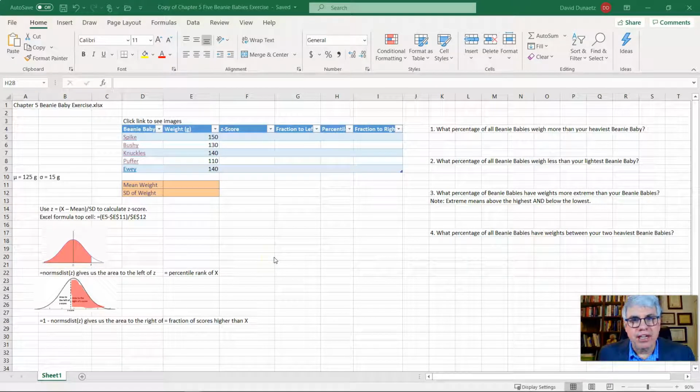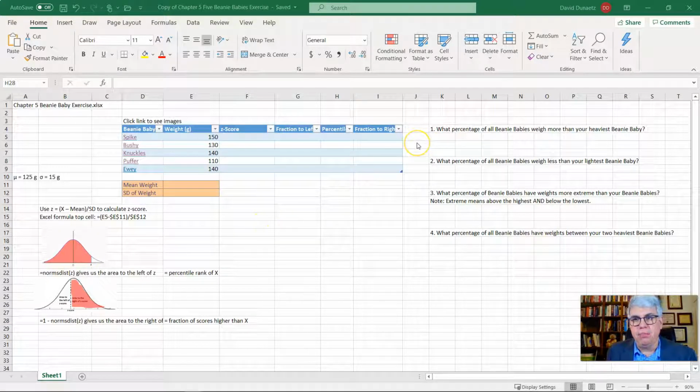Let's look at some practical application of z-scores. Here we have some data on 5 Beanie Babies. We've got Spike, Bushy, Knuckles, Puffer, and Yui, and we've got their weight. Let's try to answer some questions about them. We've got questions over here.